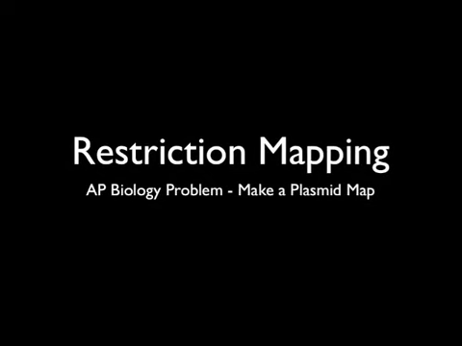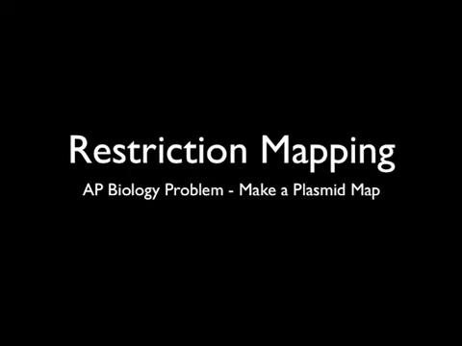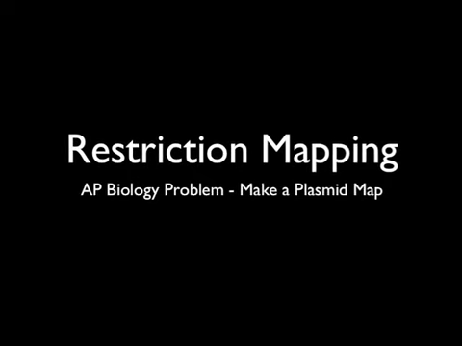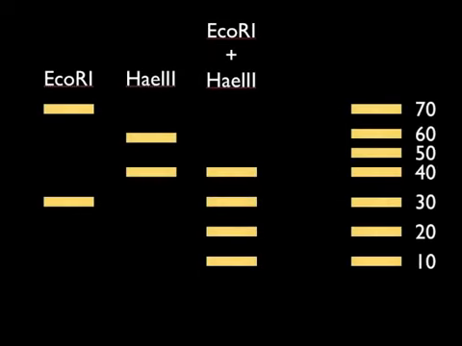This is a mini tutorial on restriction mapping, a standard AP biology problem. Typically, students are given a diagram of gel electrophoresis results that includes molecular weight standards, allowing them to determine the size of the different fragments generated by the enzyme digests, both the single and double digests.